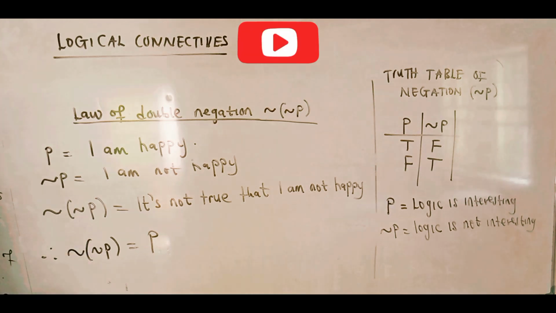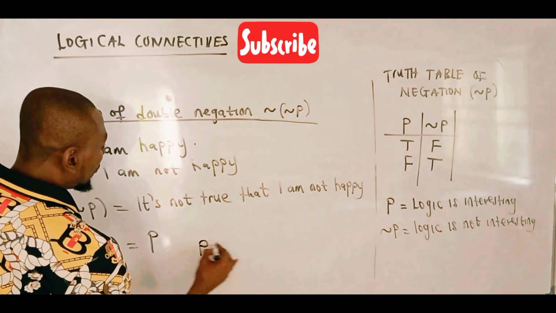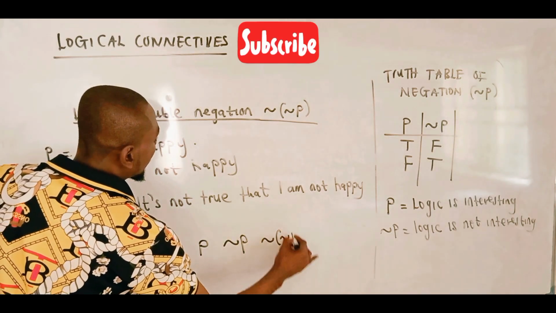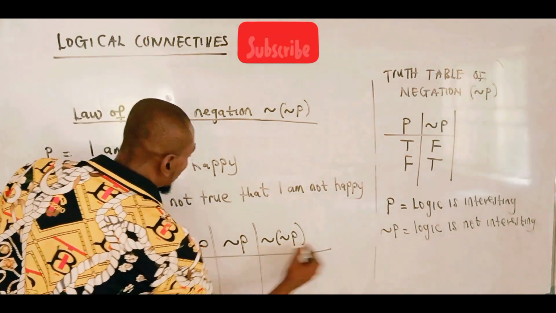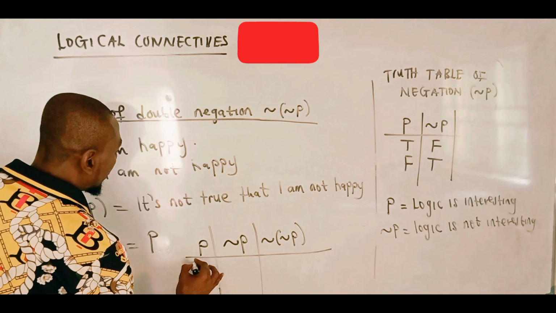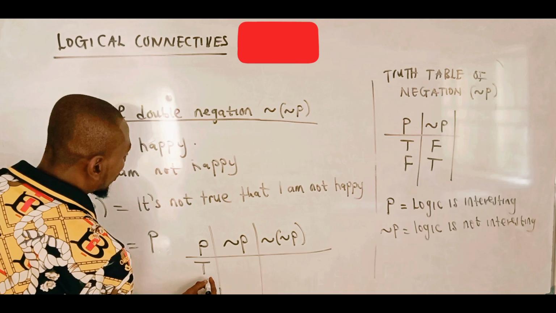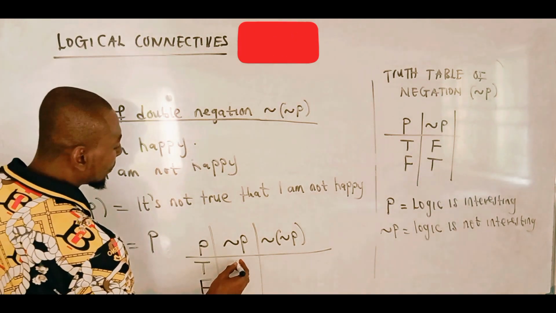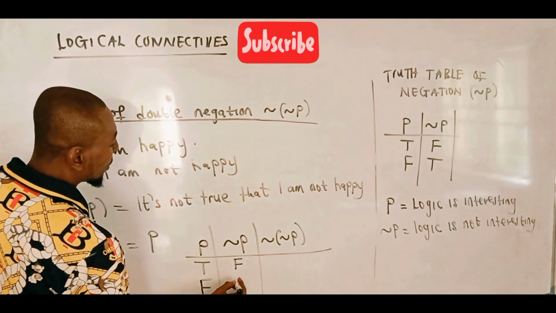We can still prove this using our truth table. Okay? So let's take P to be the first, and we have the first negation and we have the double negation. Let's see the behavior using the truth table. Alright? So when P has both truth values, true and false, then the negation of P is, negation of true is false, and negation of false is what? True.